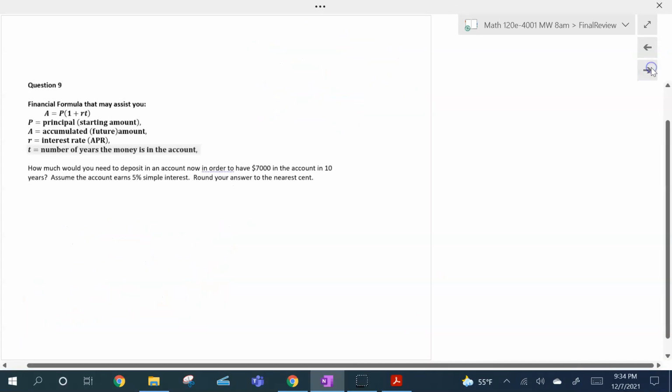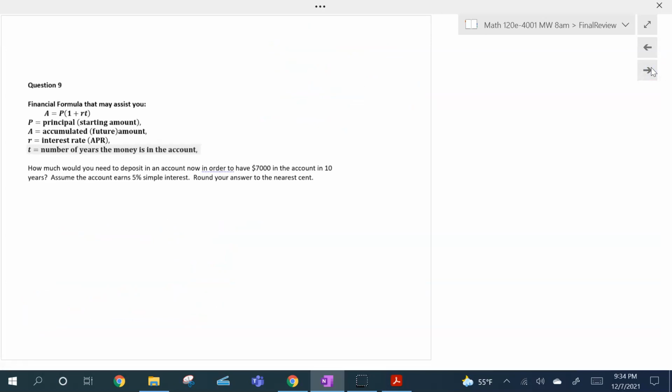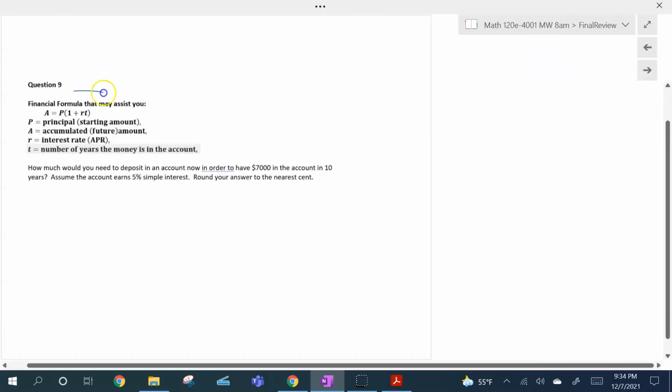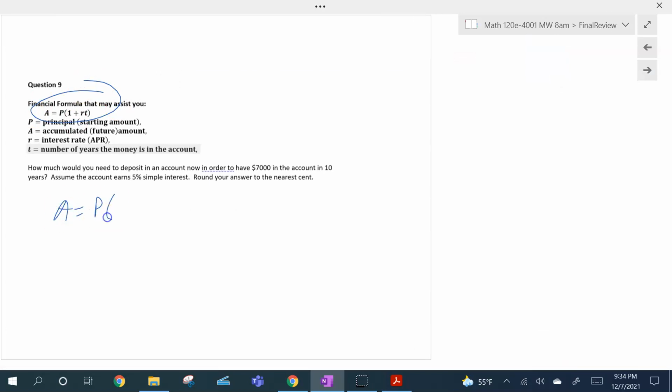Let's keep going here. This is a simple interest formula on this one. Oops. Get my pen out here. Simple interest, right? How much would you need to deposit in an account? So this is our simple interest formula. In order to have $7,000 in the account, that's the account balance at the end, how much are you going to put in now? What's the principal? If you earn an interest rate of 5%, 0.05 is our r, and our time is 10 years.